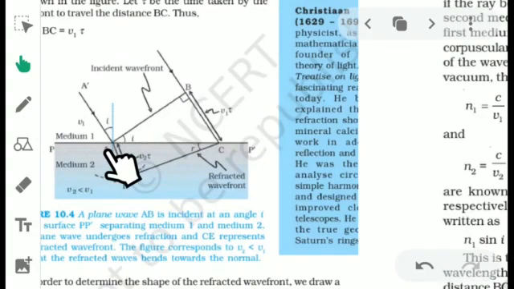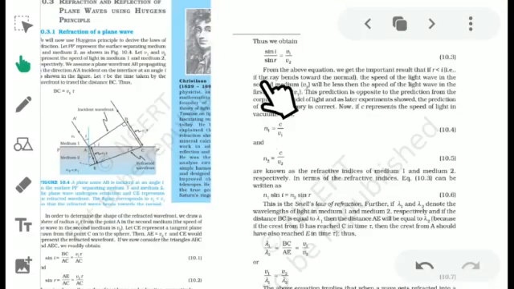When we take the right triangle ABC, what is sin I? Sin I is BC upon AC. When we take the right triangle AEC, what is sin R? That is AE upon AC. We know sin I and sin R, so we can find out the ratio of sin I and sin R. We can see that sin I by sin R is V1 by V2. That is the refractive index of the second medium with respect to the first medium.